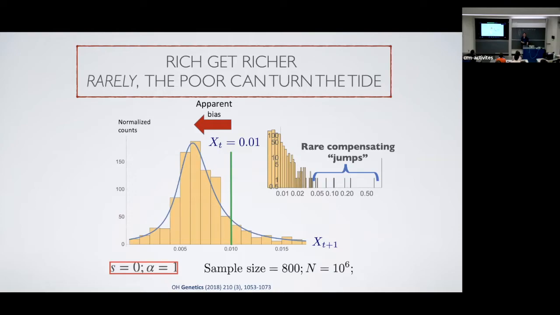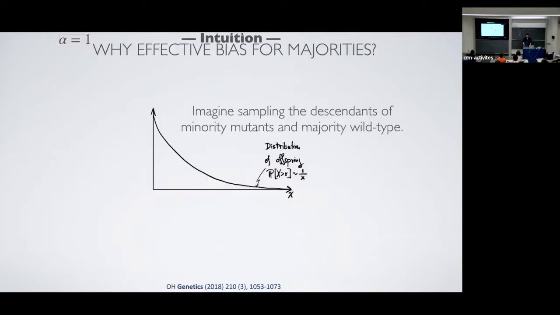Unfortunately, for many quantities one is interested in, like the probability of fixation, the time to extinction, and so on, the rich get richer effect controls the behavior. Because that's so important, I want to give you some intuition behind it. The next two slides are really just intuition, nothing exact at all, but I'll give you the exact dynamics after that. So what's the intuition behind this effective bias?